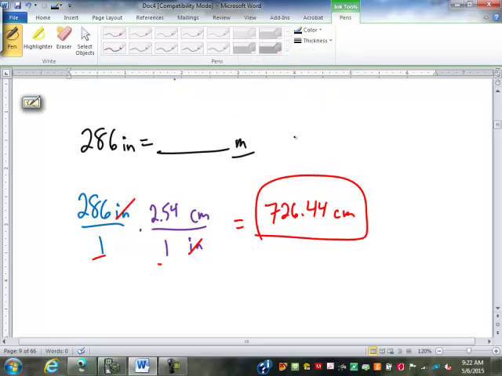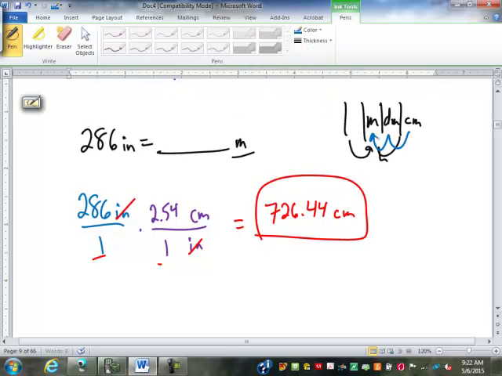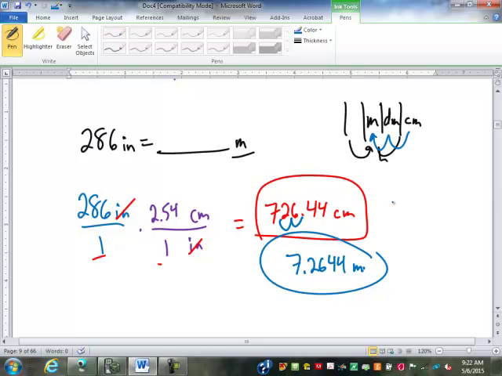You want it in meters? How do we get from centimeters to meters? Remember, within the metric system, we've got the little chart. We're just moving right or left, right? So meters, decimeters, centimeters. To get from centimeters to meters is 2 spots to the left. So the decimal point goes 2 spots to the left. 7.2644 meters. Or 7.26, however you want it rounded off. On the test, if it doesn't specify rounding, 2 decimal places is usually what I shoot for.